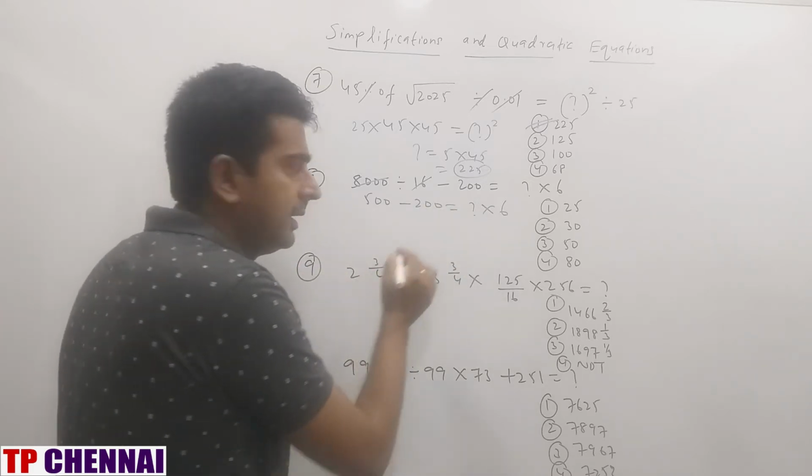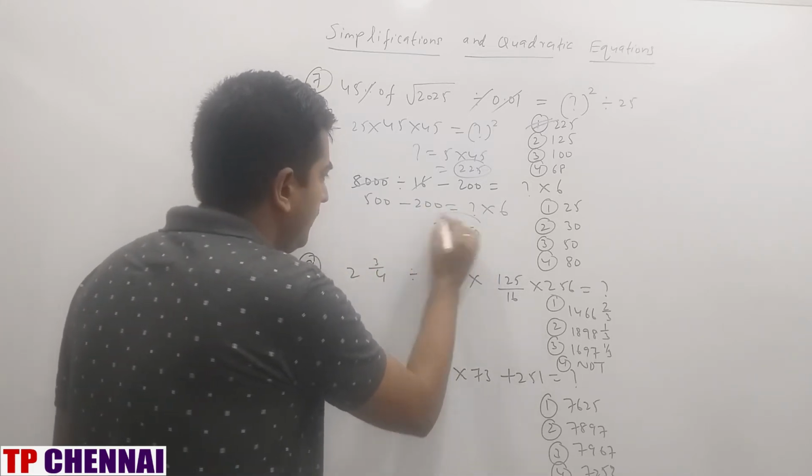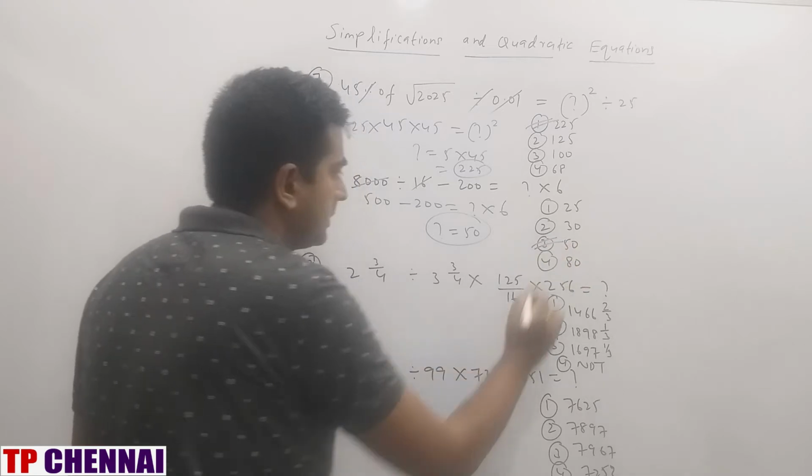300 by 6, what is the answer? 50, which is the third option.